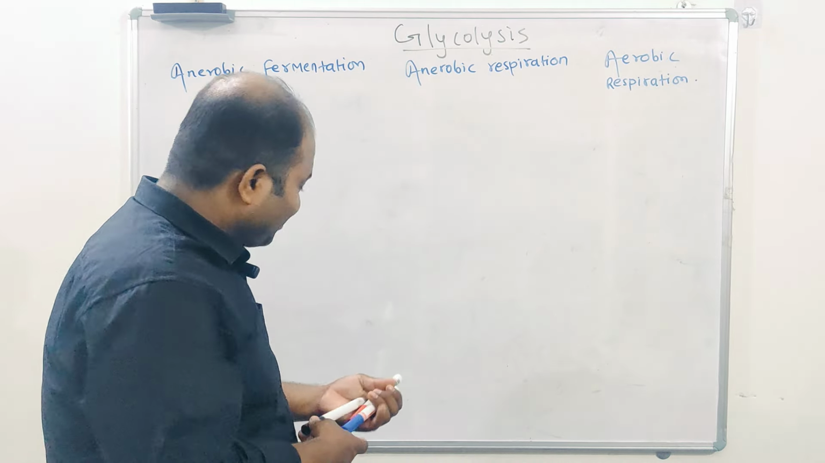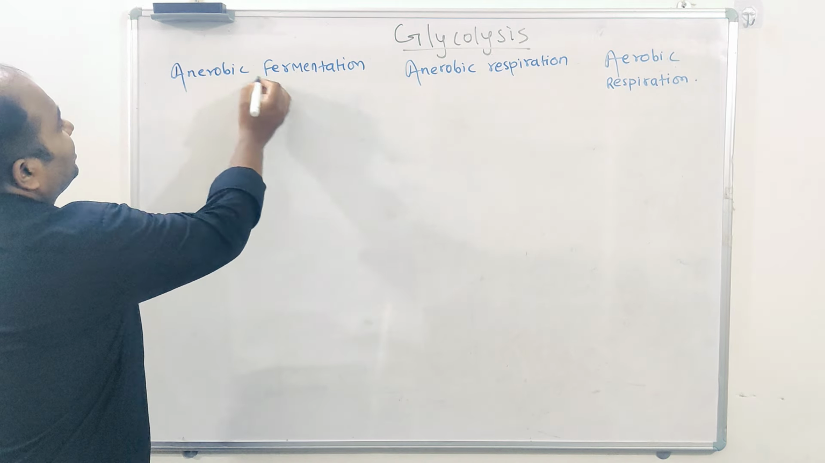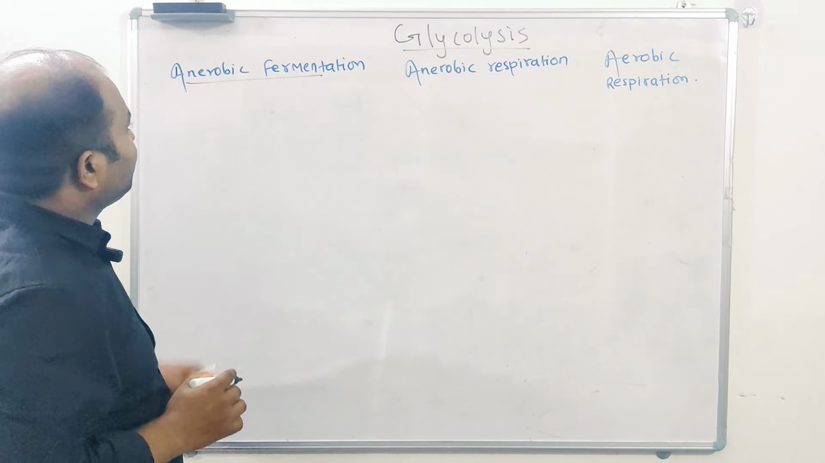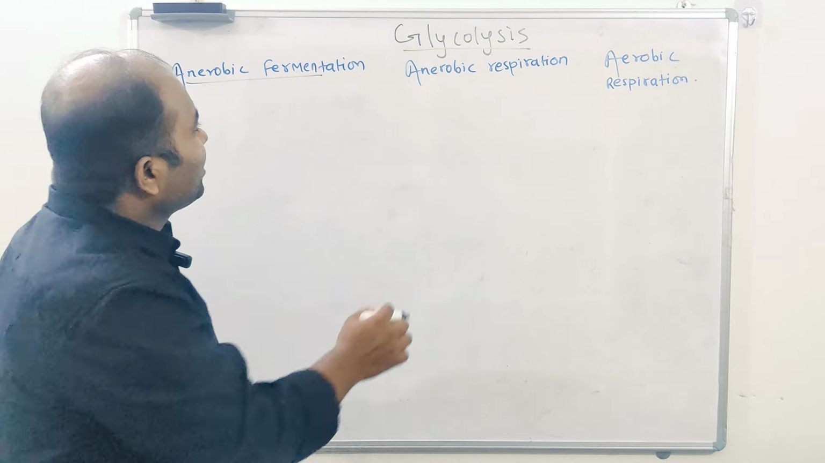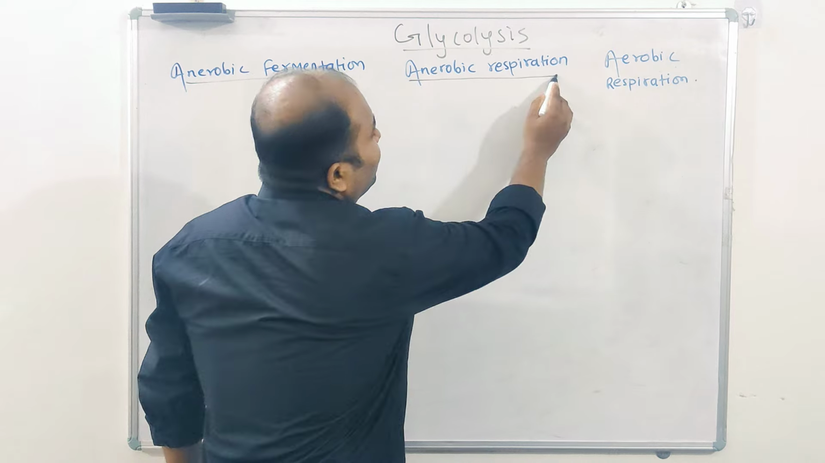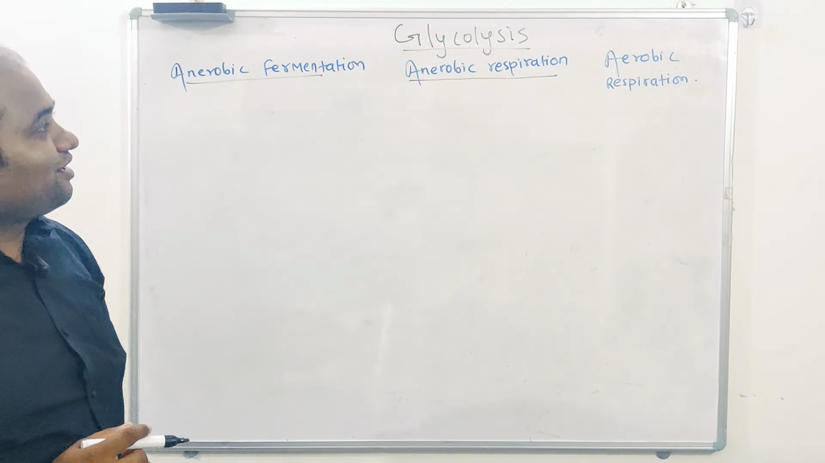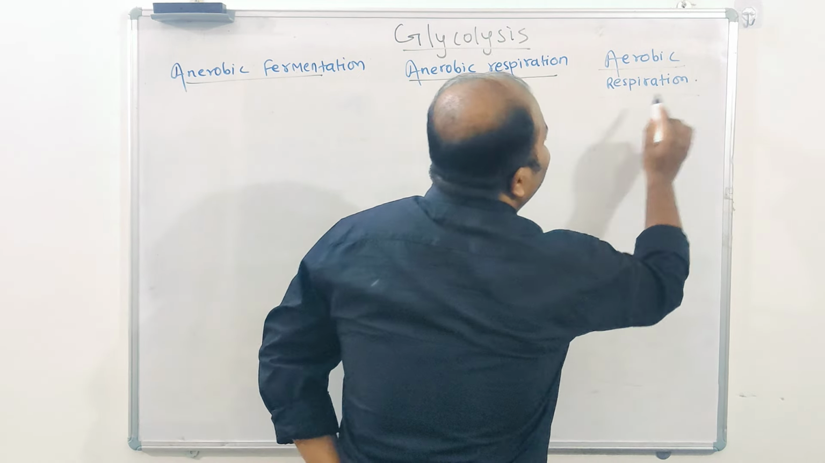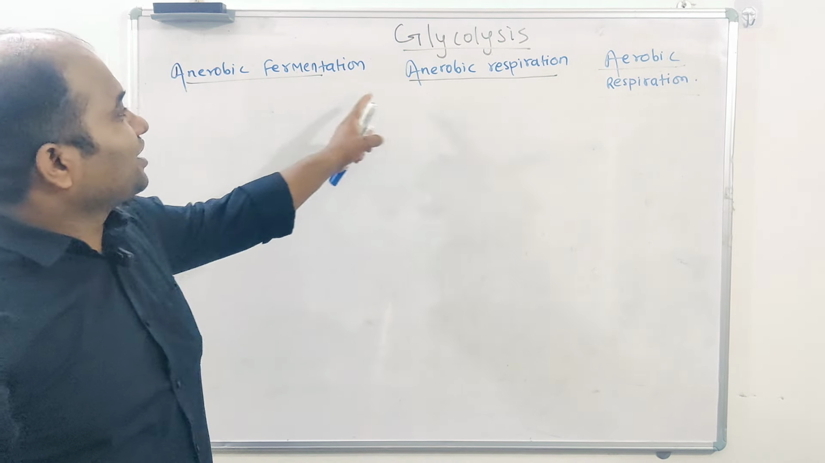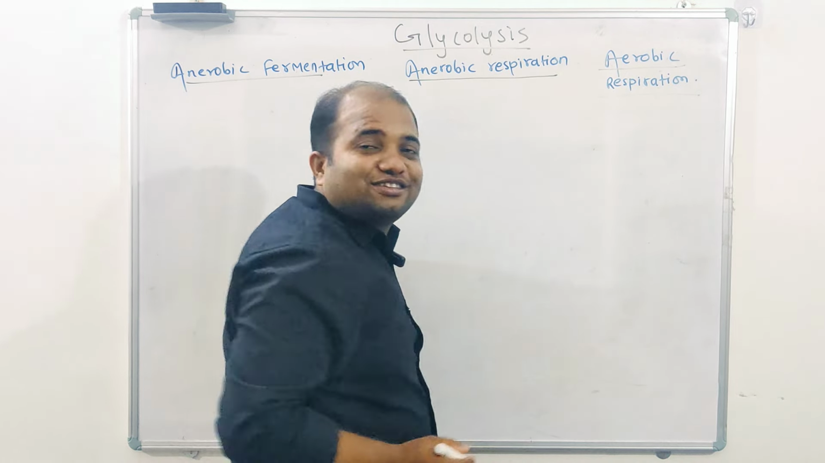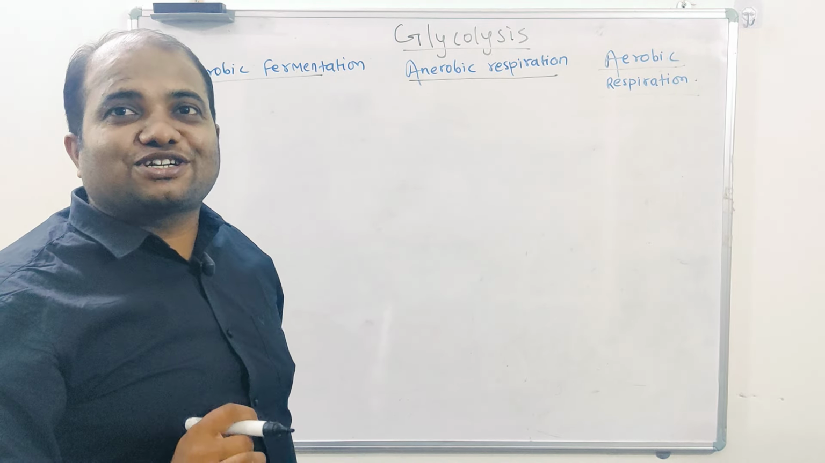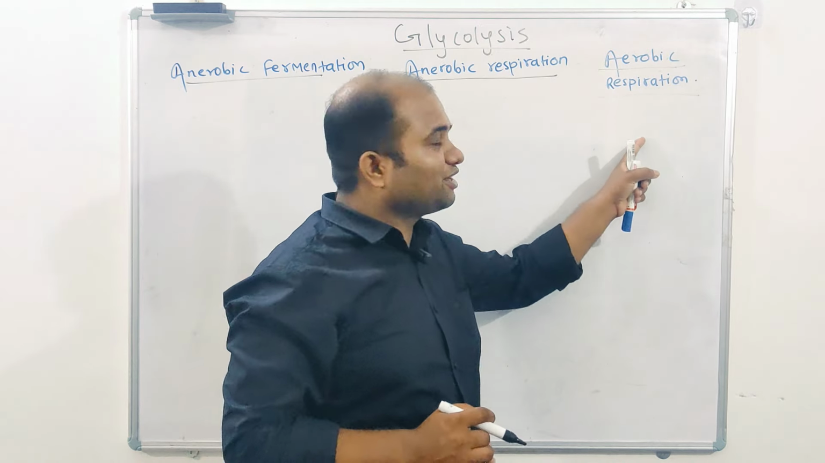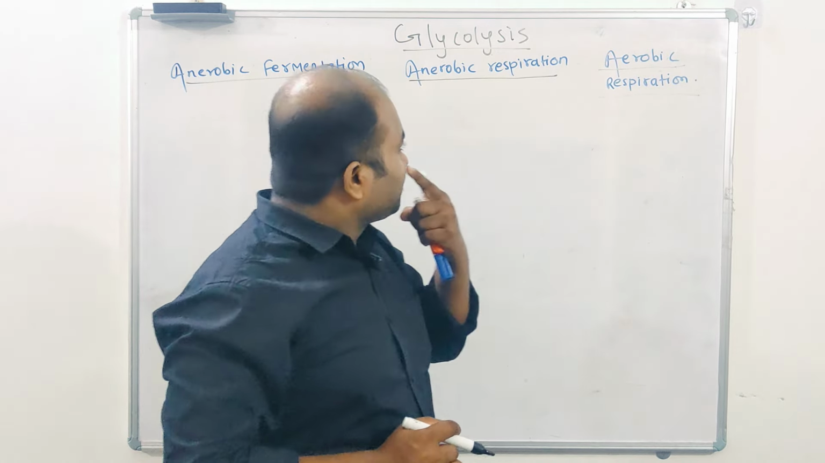you will find that here, to get the energy, there is the metabolic pathway of anaerobic fermentation, the metabolic pathway of anaerobic respiration, and the metabolic pathway of aerobic respiration. Out of all three, aerobic respiration is the most advanced respiration, or most advanced pathway, to generate energy, right?